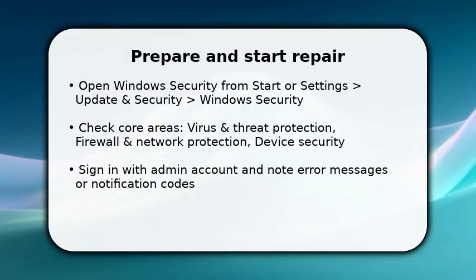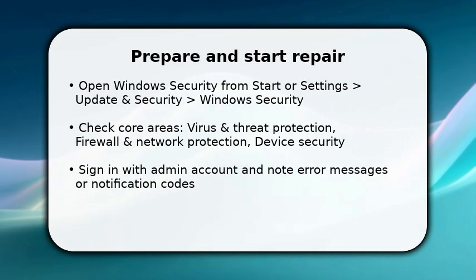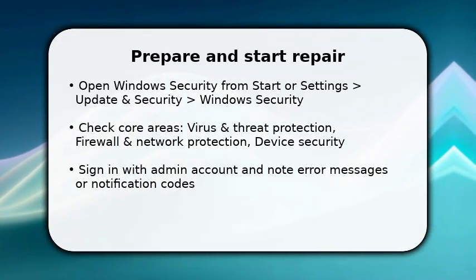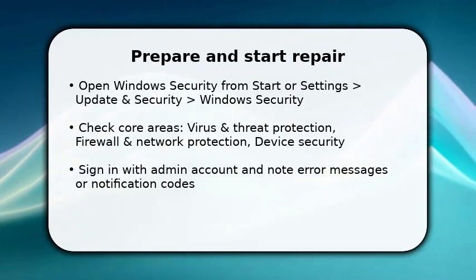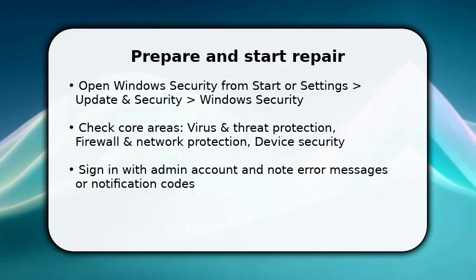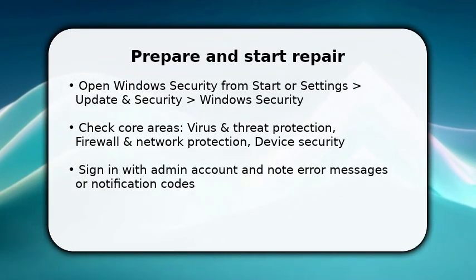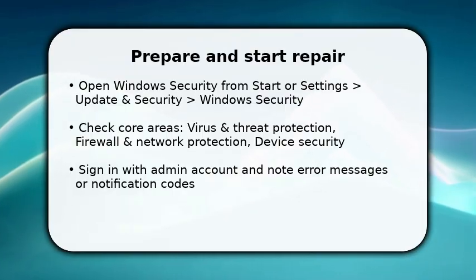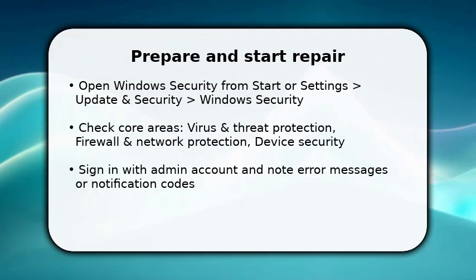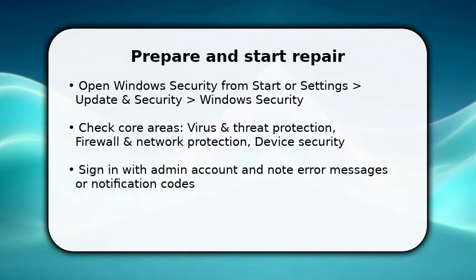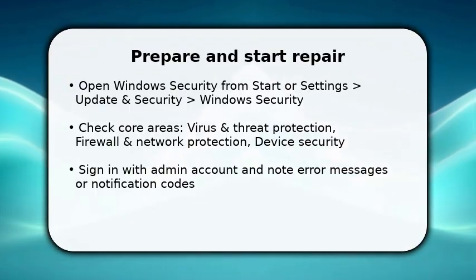You start by opening Windows Security and signing in with an administrator account so you can make changes. Scan the dashboard for red or yellow alerts and note exact messages. Once done, click each core tile, Virus and Threat Protection, Firewall, Device Security, to reveal quick actions. Make sure to allow any required updates and service restarts. This first sweep clears simple blockers and prepares the system for deeper repairs.